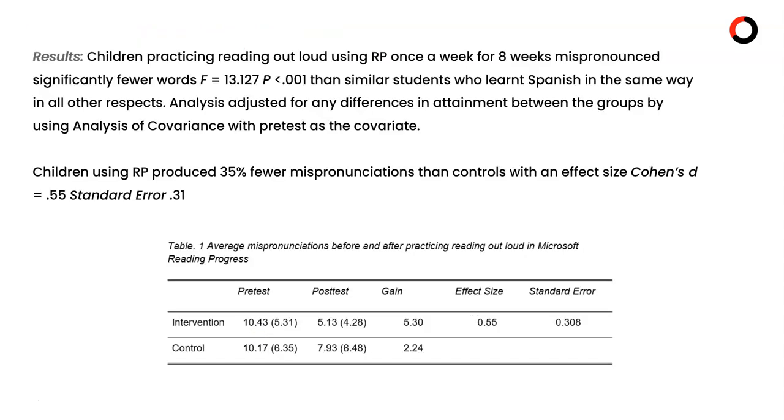So what did we find? Children practicing Reading Progress out loud once a week for 8 weeks mispronounced significantly fewer words than similar students who learned Spanish in the same way in all other aspects.